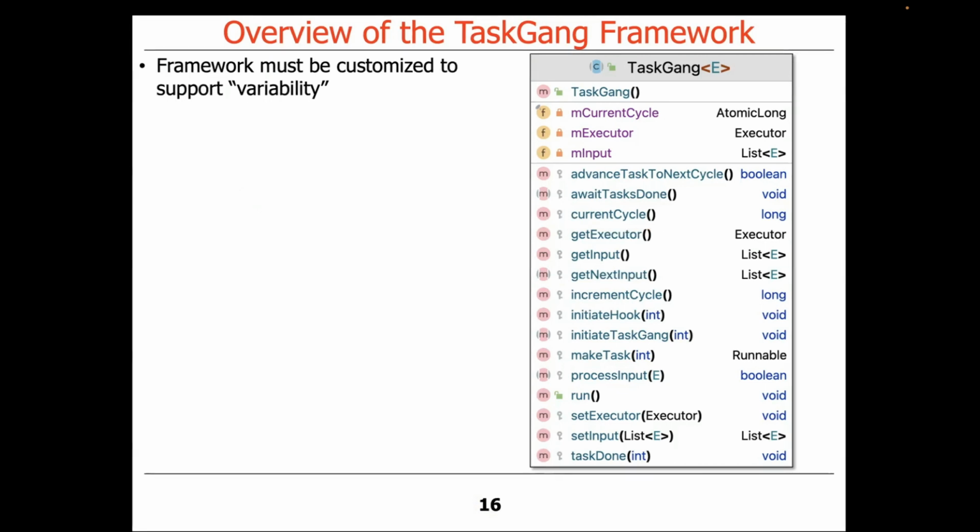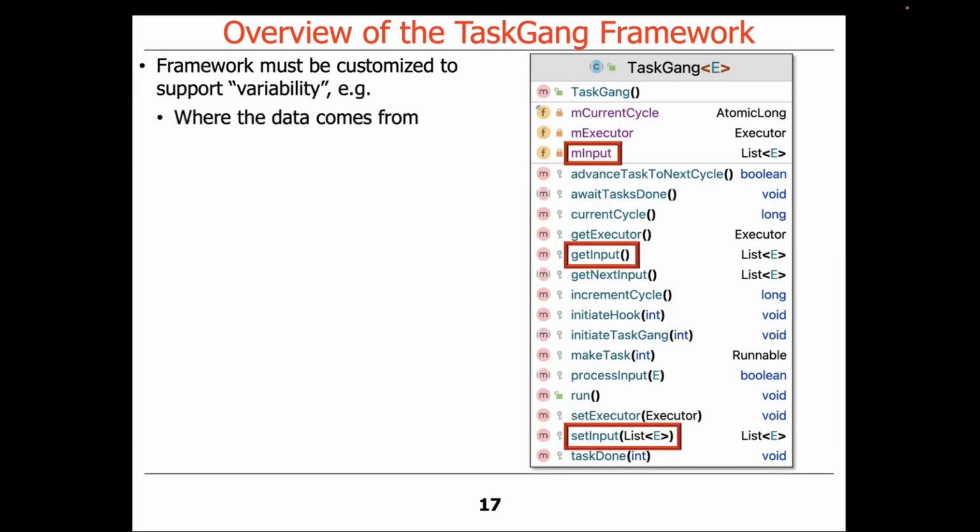Now, those are some of the common things. There's also a bunch of stuff that must be customized by subclasses to support variability. And that's where things get interesting. So one thing that varies is, where does the data come from? And we have a couple of methods, a setter and getter method, that will set where the input comes from and then get the input.